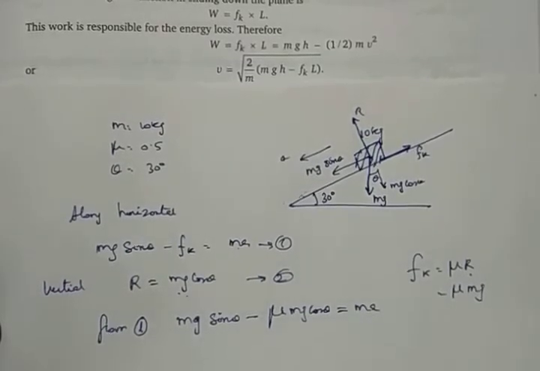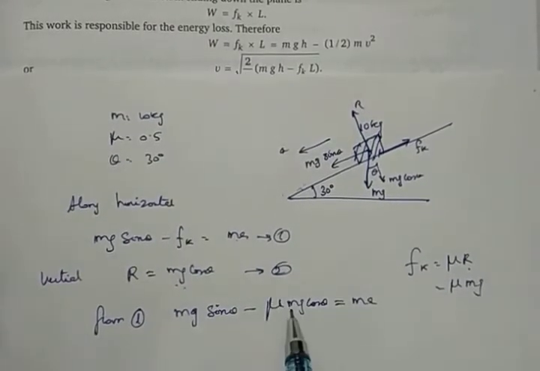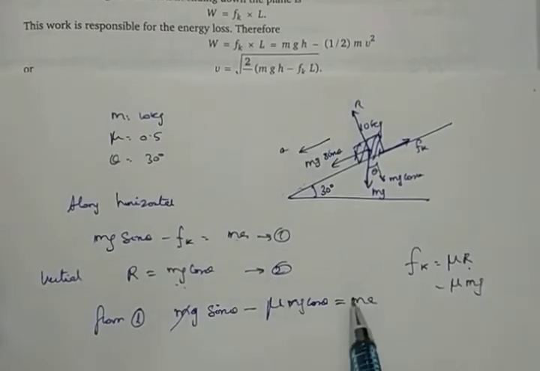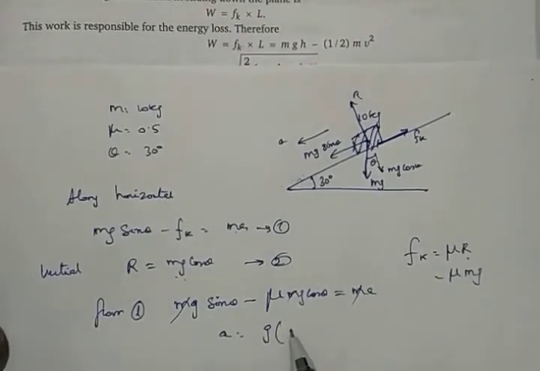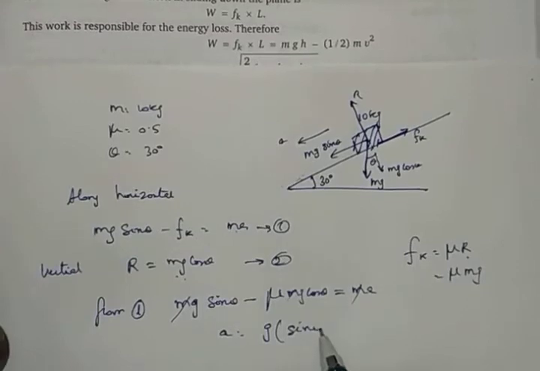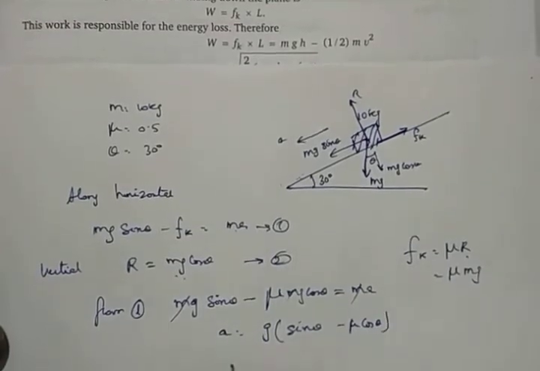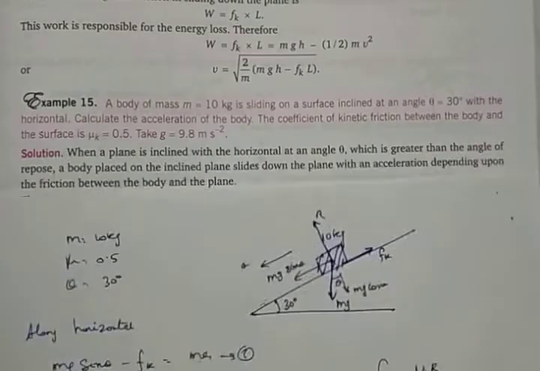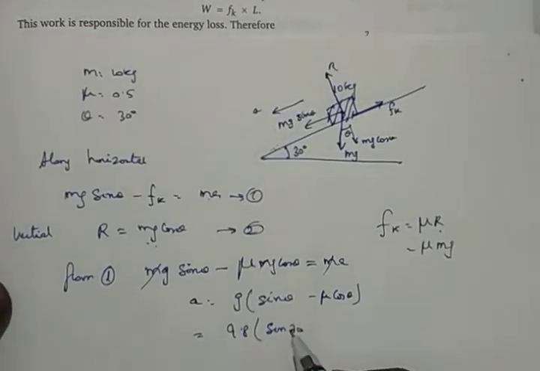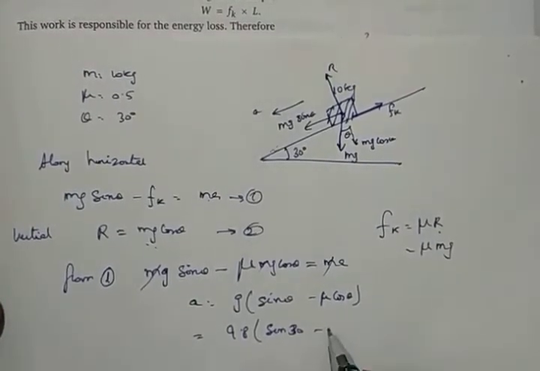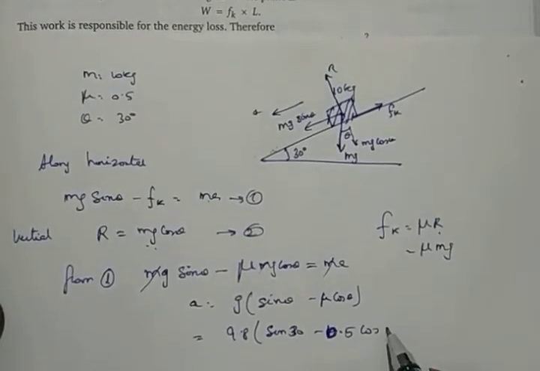Equation is done. Now if you take mass common outside from this one and this one, this mass will get cancelled out with the other side of the mass. So we need to find out only the acceleration. So acceleration is equal to g times, g is common here, sin theta minus mu cos theta. Everything is given here, you need to substitute and get the answer. It is g is equal to 9.8, 9.8 times sin 30 minus mu is 0.5 cos 30.